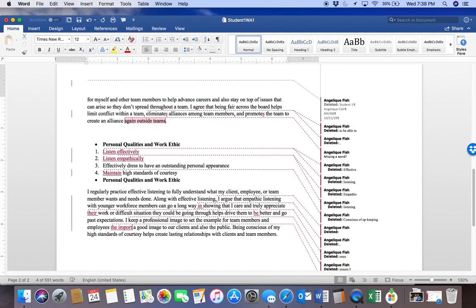The importance of having, okay, I keep a professional image to set the example for team members, employees, the importance of having a good image to showing a good image. I'll have to think about that more. Anyway, to our clients, and we don't need also because the word and is the same as also. The public. Being conscious of my high standards of courtesy helps create lasting relationships with clients and team members. How?